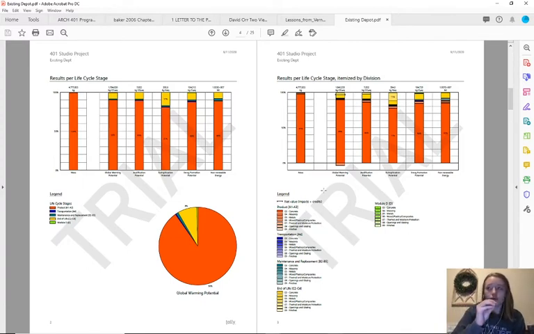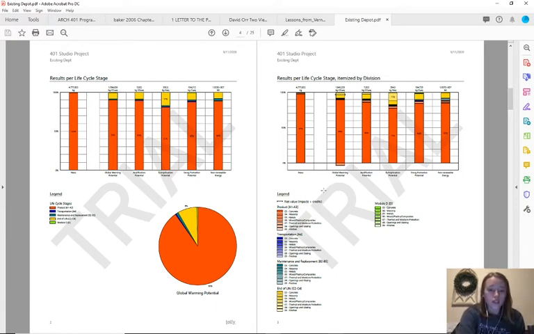Essentially, following this, it's all the same materials that it's analyzing, but just showing you a different way of analyzing it. As you'll see, these are the results off to the left here per life cycle stage. So it's sorting the information based on the different stages of the project. The first one being the actual product itself, the second one being transportation to the site, third one being maintenance and replacement, fourth one being end of life, and fifth one module D.